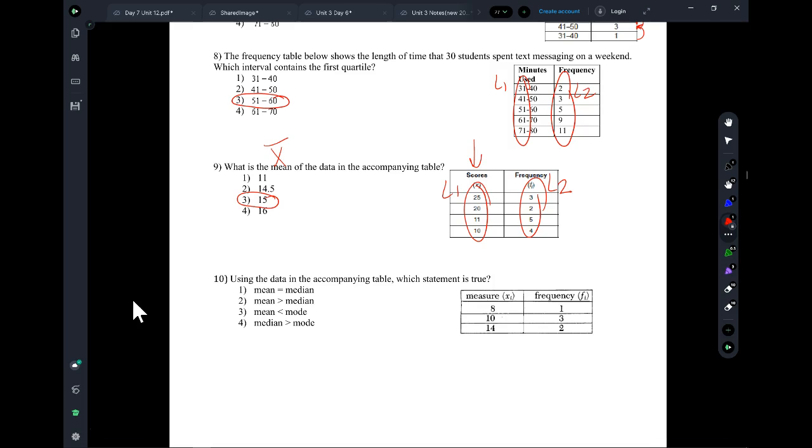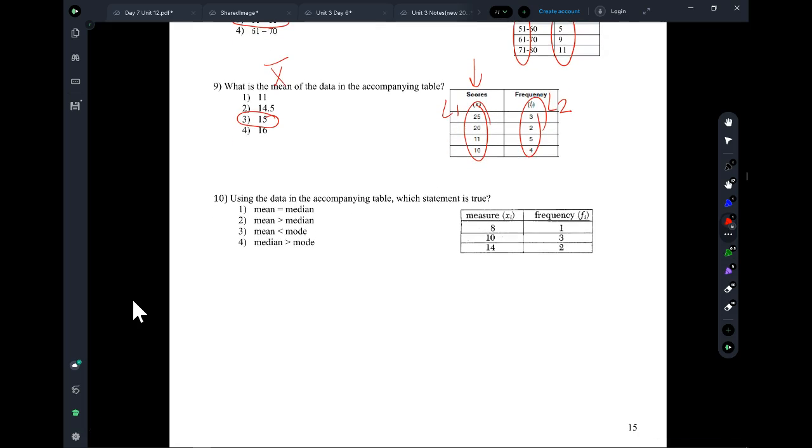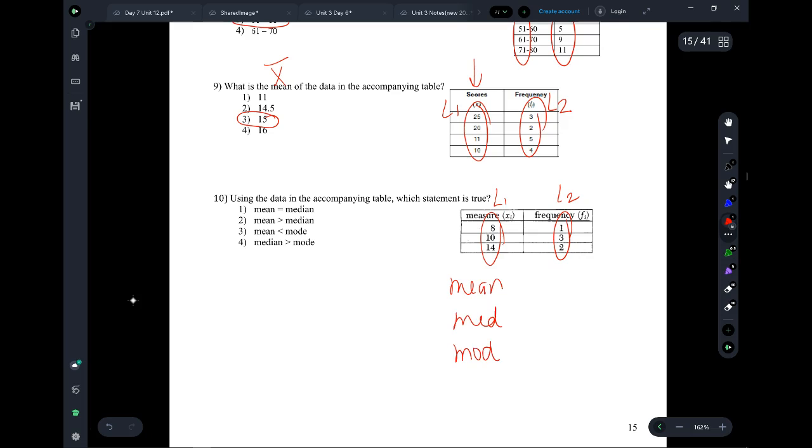And then last but not least, I won't have you pause it this time. We'll just talk through it. Using the data in the accompanying table, which statement is true? So if you wanted to, real quick, type L1, L2, and find the 3 things that they are discussing. These multiple choice are only worried about the mean, the median, and the mode of this data. So if you got a chance to do that, the mean comes out to be 11, the median comes out to be a 10, and the mode, because that's the one with the highest frequency, is a score or a measure of 10.